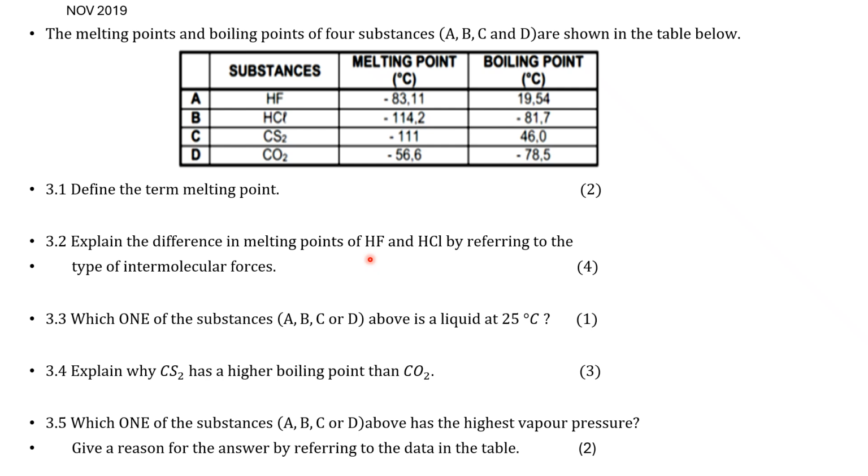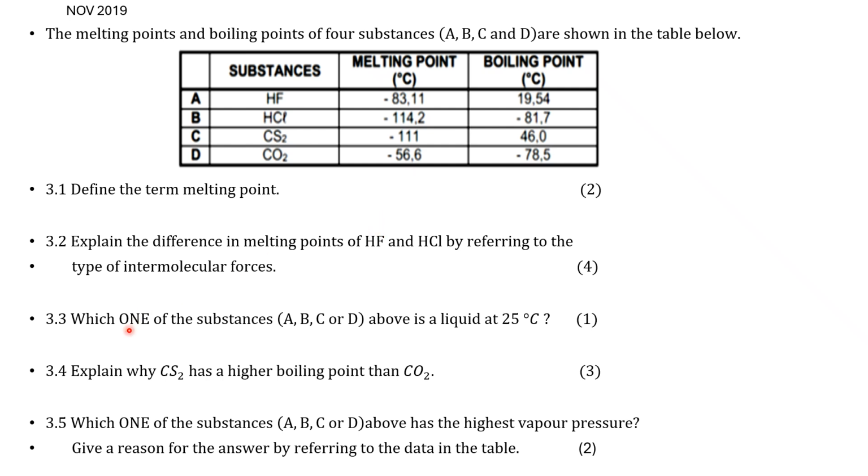Explain the difference in the melting point between HF and HCl by referring to the type of intermolecular forces. So HF there has minus 83,11 and HCl minus 114,2. So HF is higher than HCl. Don't get caught out with the negatives.